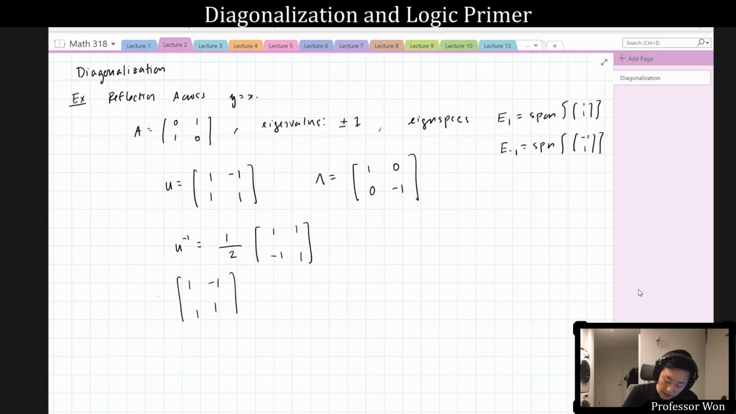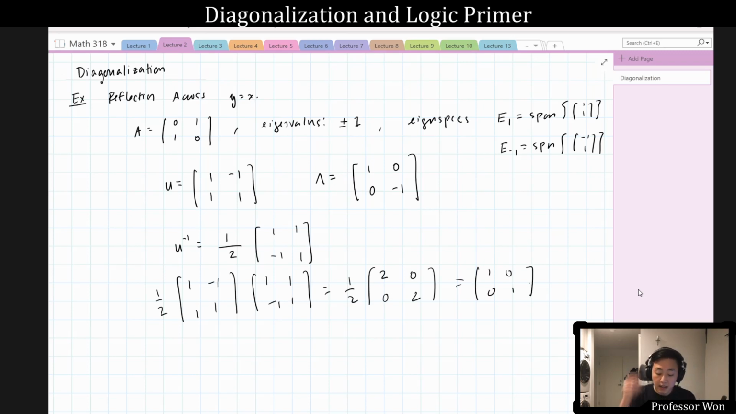that if you multiply these two matrices, you get 1/2 times 1 plus 1 is 2, 0, 0, 2. So you do in fact get the identity matrix, right? So that's the left inverse. And then you can check that you can write A as U lambda U inverse. Okay.